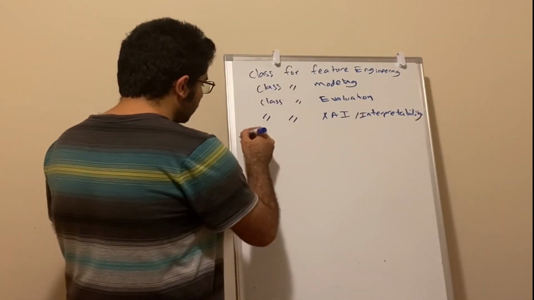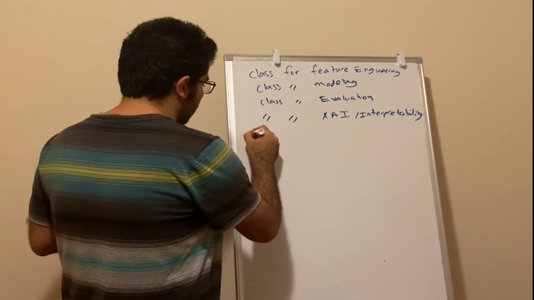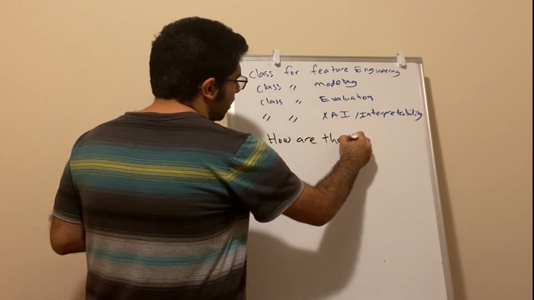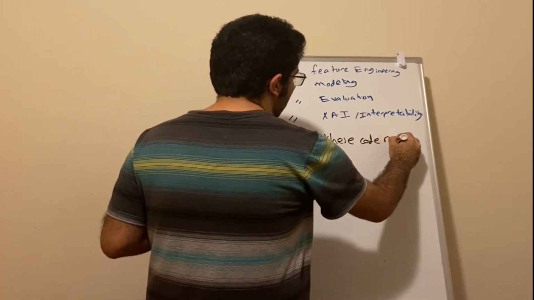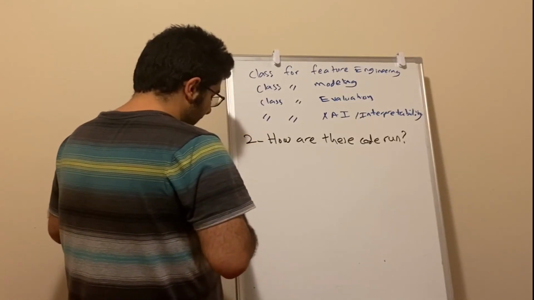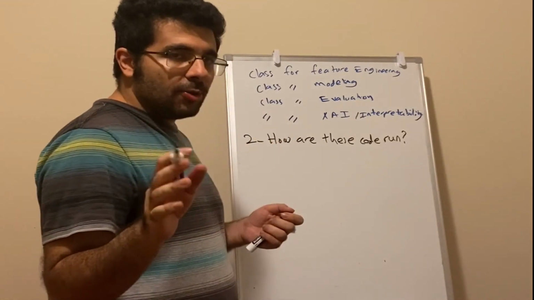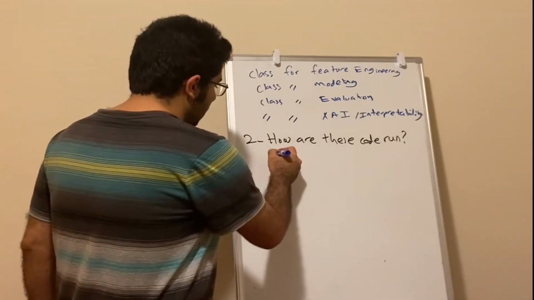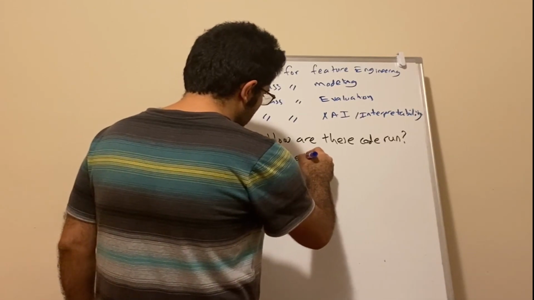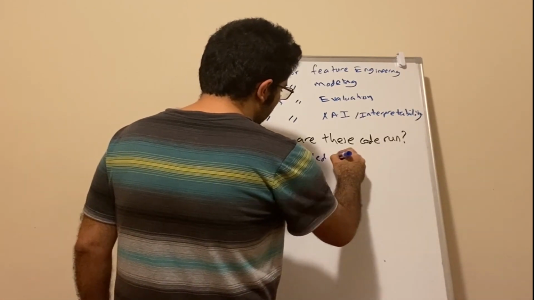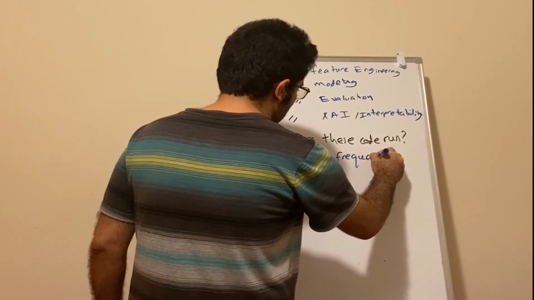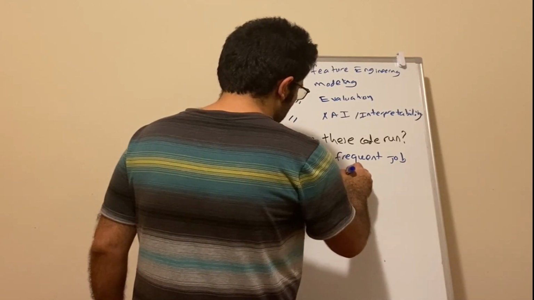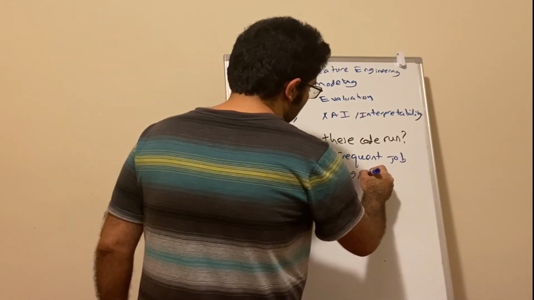Step two, how are we gonna run this code? And the answer to that is that in a production environment, no one has access to a notebook, clicking on run and then stop and start again. You need a scheduled, frequent job for training and prediction.